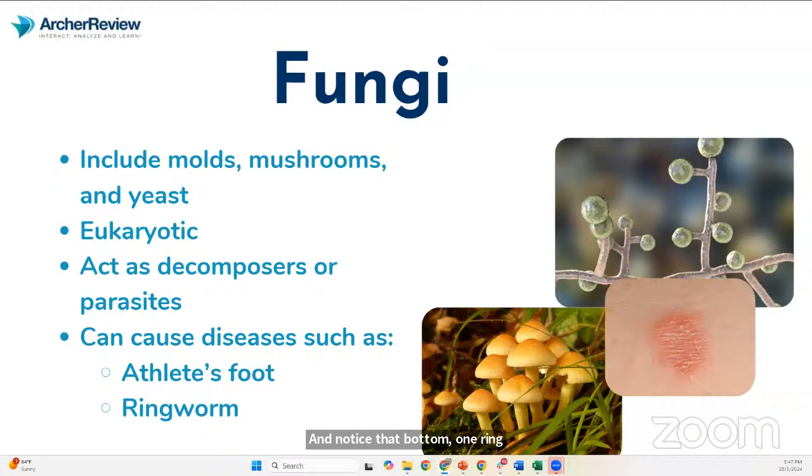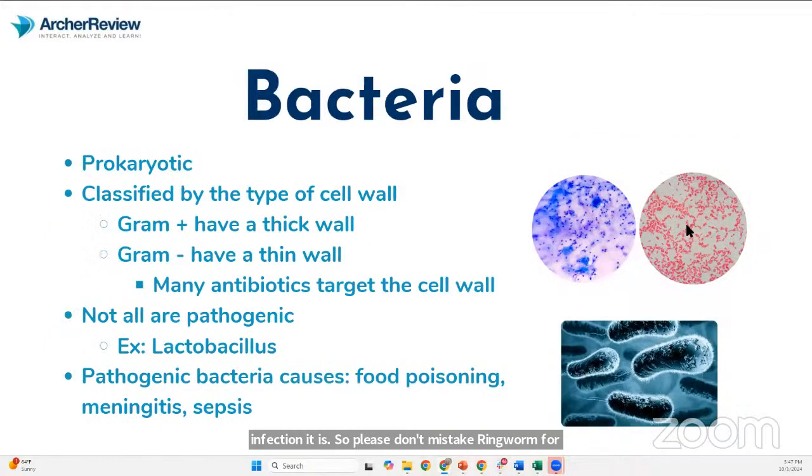And notice that bottom one, ringworm. Notice that weird name. Ringworm is not a worm. Ringworm is a fungal infection. It got its name because, as pictured, that skin picture there, it looks kind of like a round worm under the skin. And so it got its name, but it's a very poor name for the type of infection it is. So please don't mistake ringworm for an actual worm. It is not. It is a fungal infection.